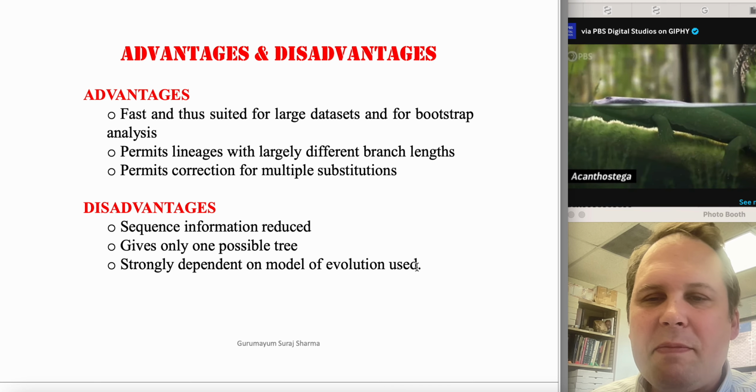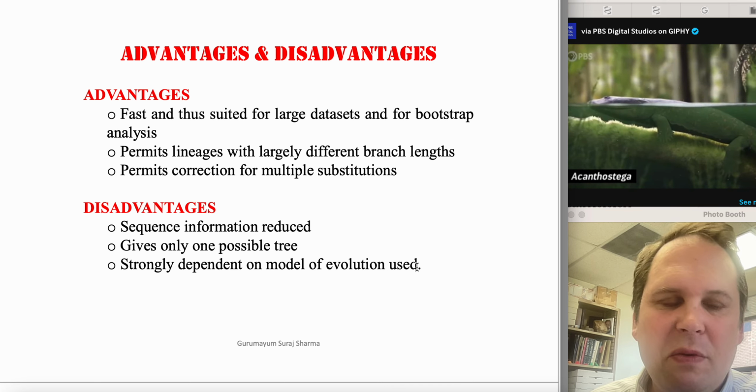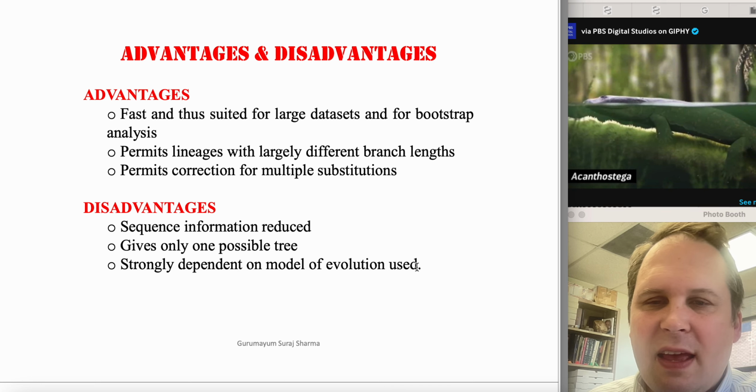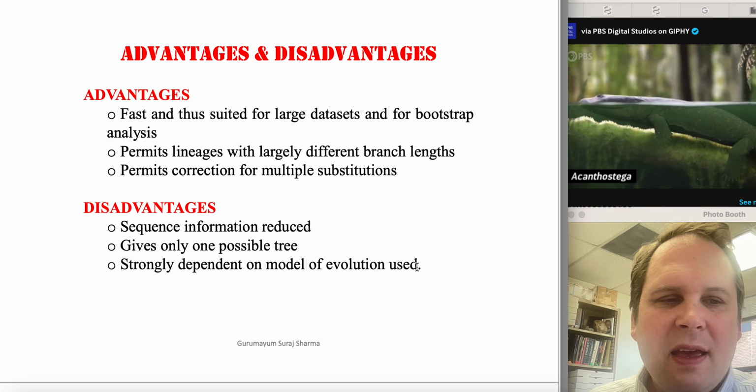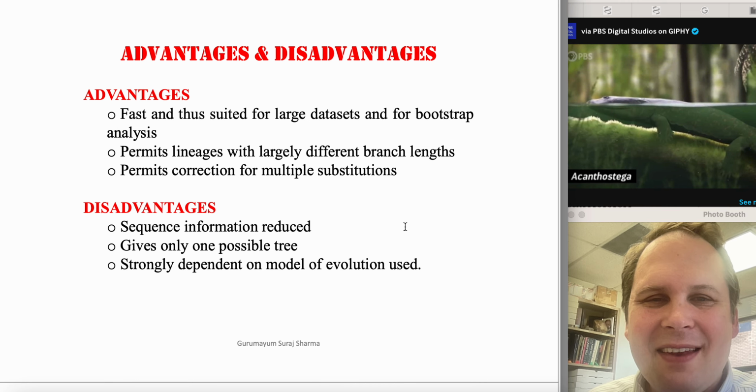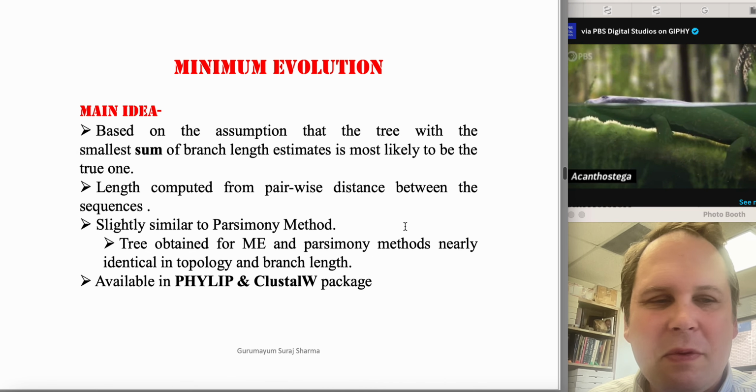So that's what it means by sequence information is reduced. You're really only using the differences and only in certain ways. So there we go. And that is now finally the end of this section, and we'll go on to the next one, which is the minimum evolution tree in the next section.